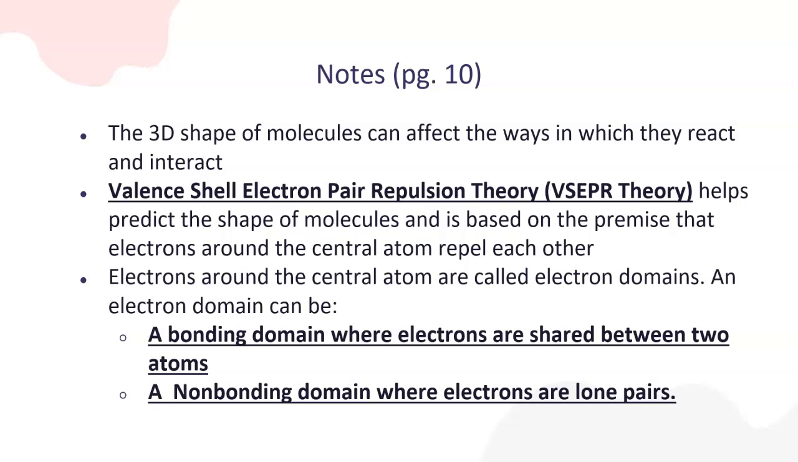So, on page 10, notes: the 3D shape of molecules can affect the ways in which they react and interact. Valence shell electron pair repulsion theory, or VSEPR, helps to predict the shape of molecules and is based on the premise that electrons around the central atom repel each other. Electrons around the central atom are called electron domains. An electron domain can be a bonding domain where electrons are shared between two atoms, or a non-bonding domain where electrons are lone pairs.